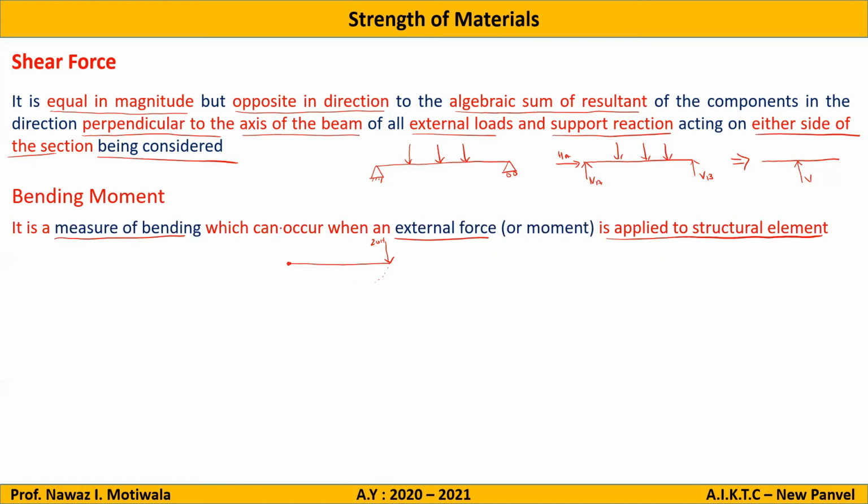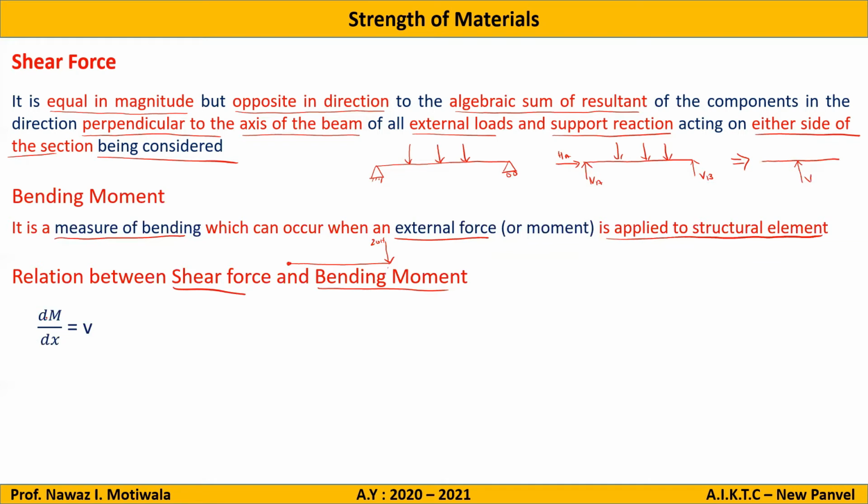Now, as the topic name is shear force and bending moment, is there any relation between the two? So yes, there is a relation. So what is the relation between shear force and bending moment? We have the rate of change, that is dM by dx, of moment with respect to x is nothing but the shear force, where x is any value along the length of the beam. So as we go on increasing the length, the rate of change of moment along the length is nothing but the shear force.